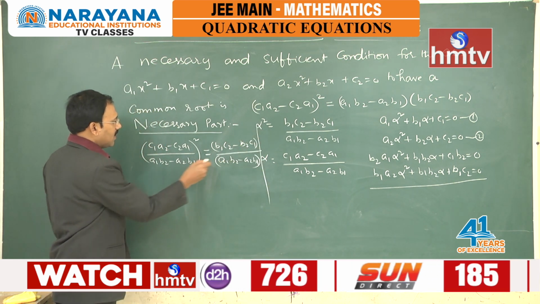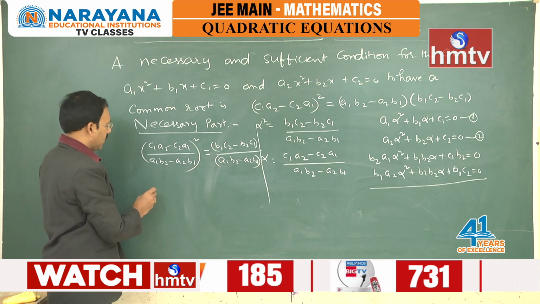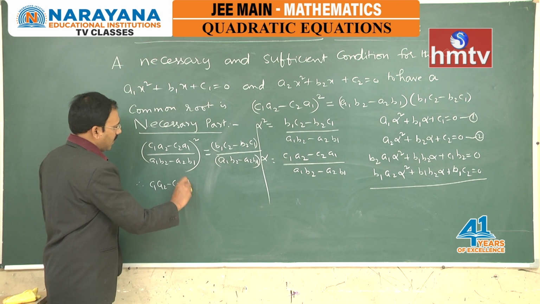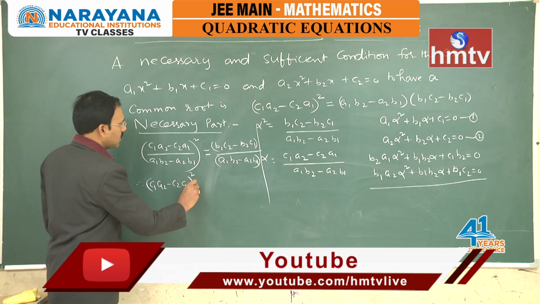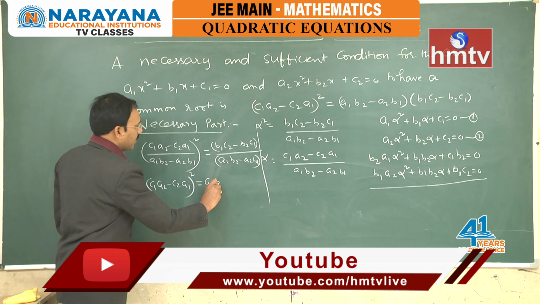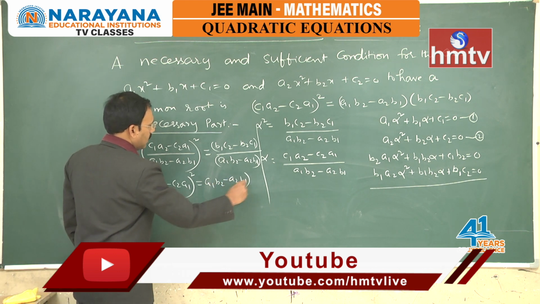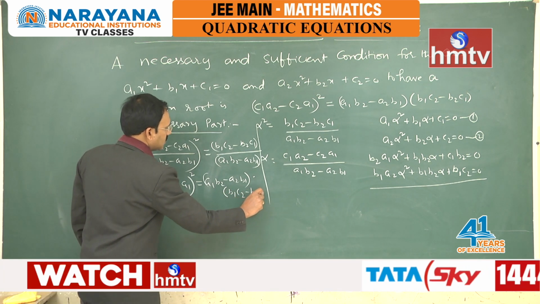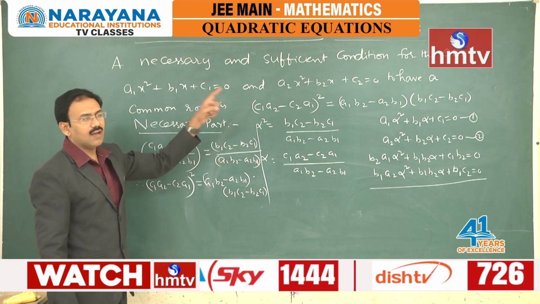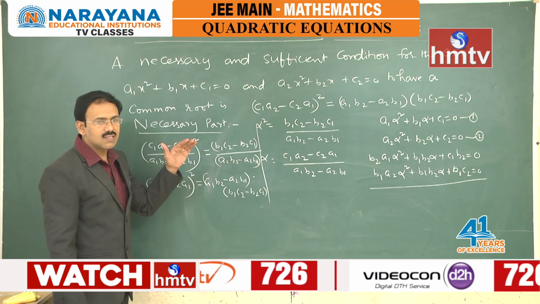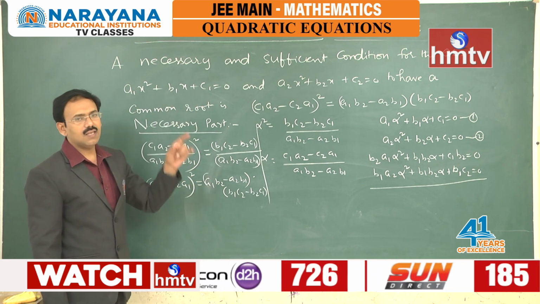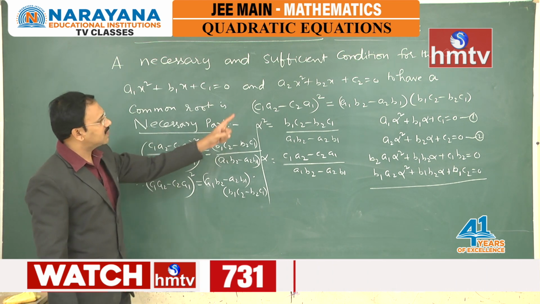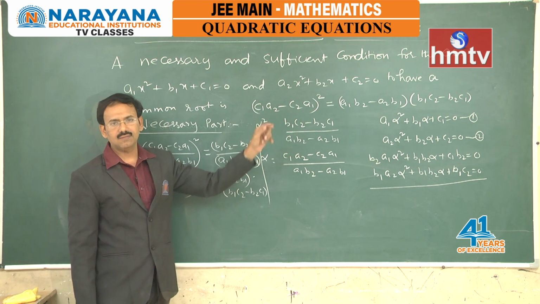Now, as the denominator here has a square, if you cancel one, we will get (c1 a2 minus c2 a1) whole square is equal to (a1 b2 minus a2 b1) multiplied by (b1 c2 minus b2 c1), and hence we arrive at this conclusion. So, this is necessary. If two quadratic equations have a common root called alpha, then the coefficients must satisfy this condition.